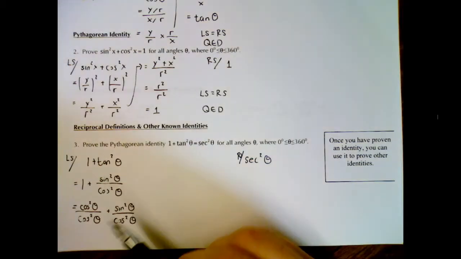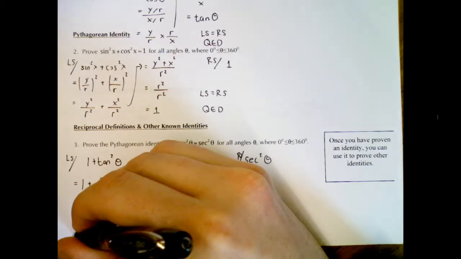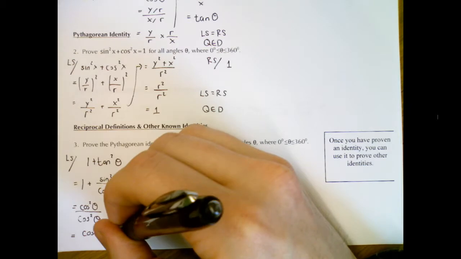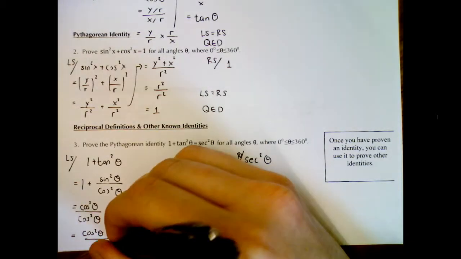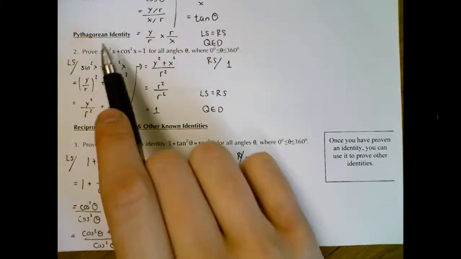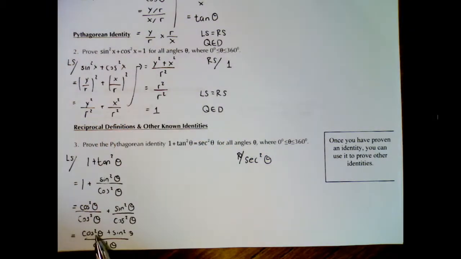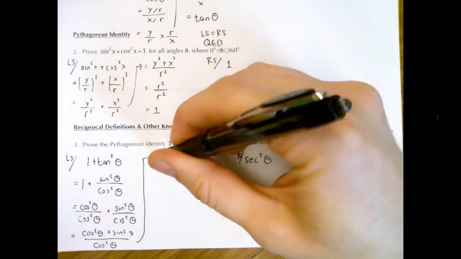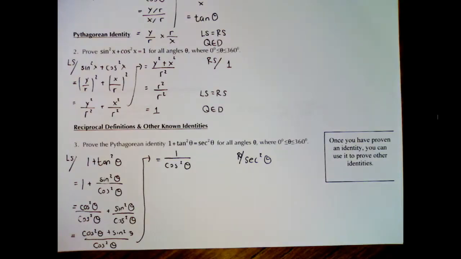Second fraction stays the same. And now we have a common denominator. So we can write cos squared theta plus sine squared theta over cos squared theta. And if you take a look, the Pythagorean identity says sine squared theta plus cos squared theta is 1. So that means cos squared theta plus sine squared theta is 1. One over cos squared theta.